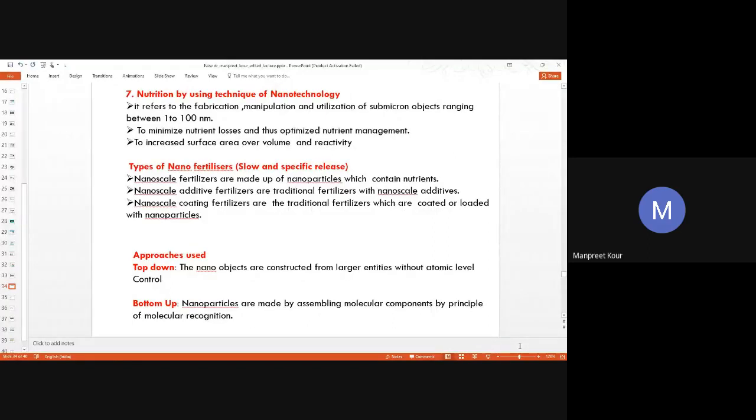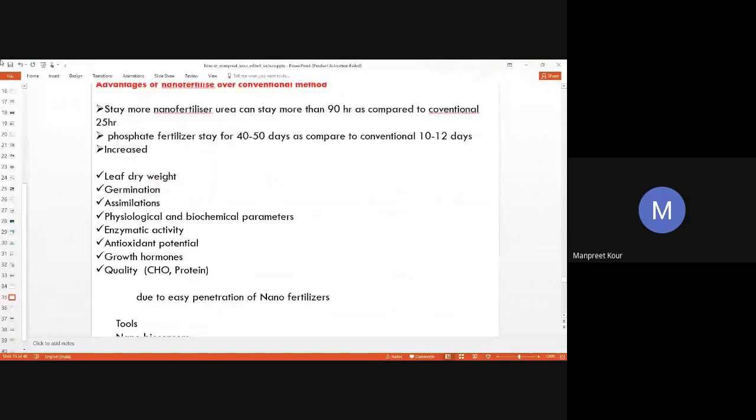So in bottom up, we use chemical processes like the sol gel method, solution to gel method, and the precipitation method. Like the chemical methods, we have to synthesize the thing. So chemical methods are used in the bottom up approach. Next slide, please.